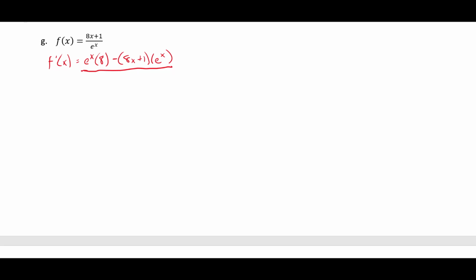All right, over (e to the x) squared, right? And remember, (e to the x) squared, using your exponent properties, you can rewrite as e to the 2x. So cleaning this up now. Right away, we can factor an e to the x out, right? So that leaves us with 8 minus 8x minus 1 all over e to the 2x. Then 8 minus 1 is 7, and e to the x over e to the 2x just leaves us with (7 - 8x) over e to the x.